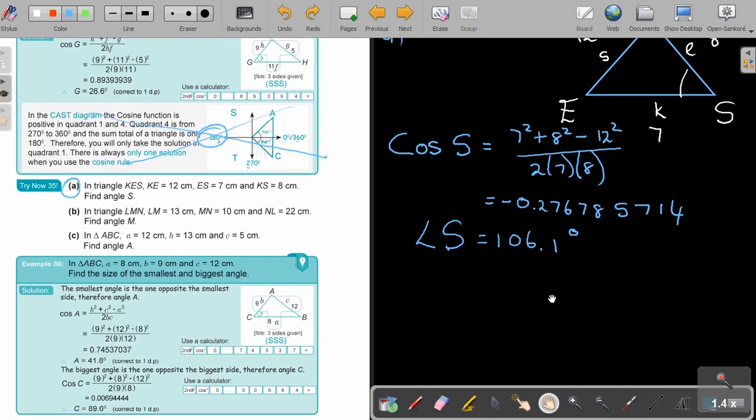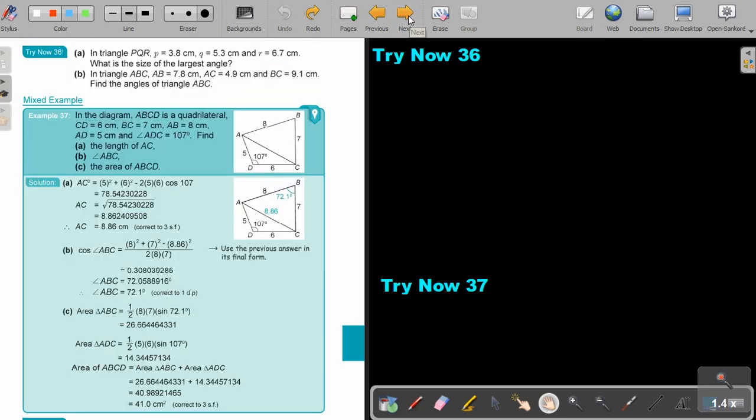Okay, let's go on to the next one. In this one, it's also find the size of the smallest and the biggest angle. The smallest angle is the one opposite the smallest side. That's therefore A, so start by getting A. The biggest angle is the one opposite the biggest side, therefore it's C. And then you don't have to work out all three. Okay, let's do a final one in this video. I want you to try number 36, number A. You can continue the video as soon as you are finished.